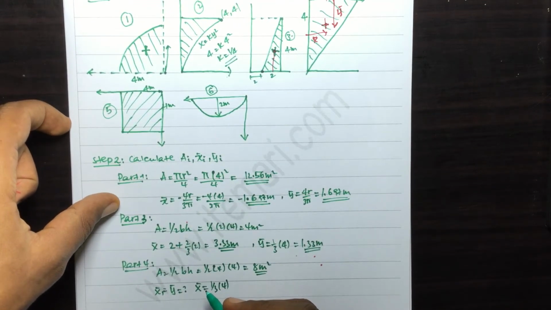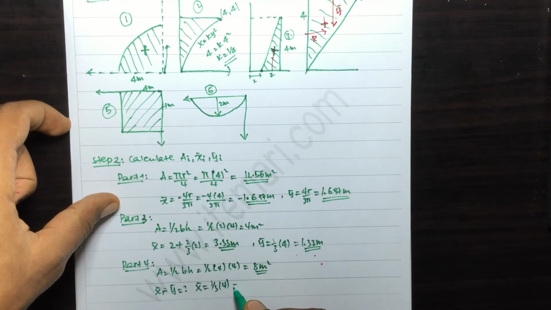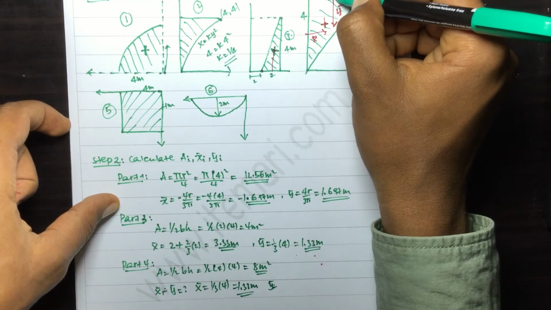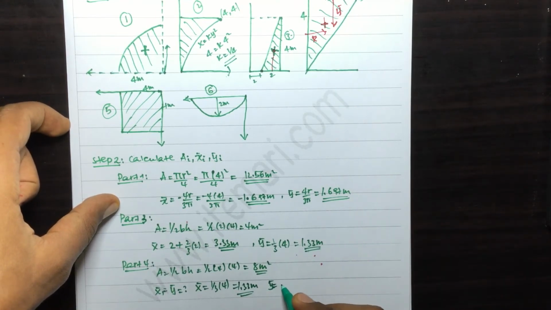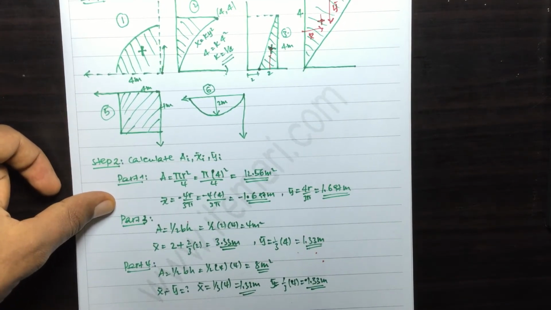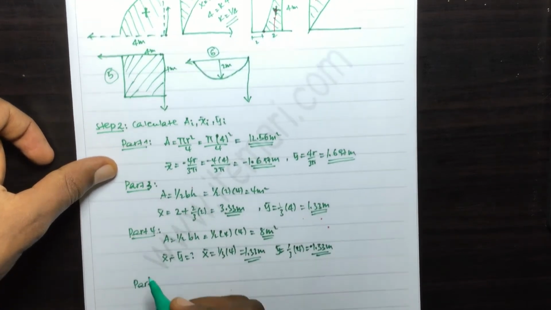1/3 of 4 will be 1.33 and it will be positive, but the y bar is equals to... ከዚህ ወደዚህ ስንነሳ የተነሳው ከዚህ ጋር ቤዙ ነው. Therefore it will be 1/3 of 4 but it's negative, 1.33 meter. And then another part would have is part 5.